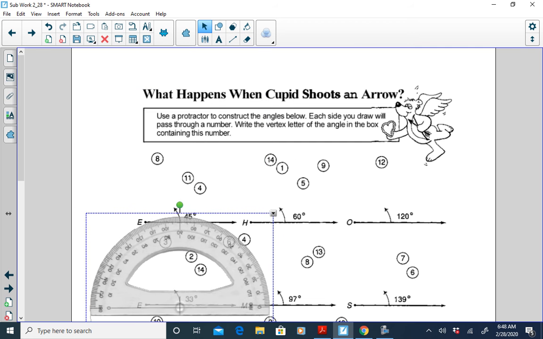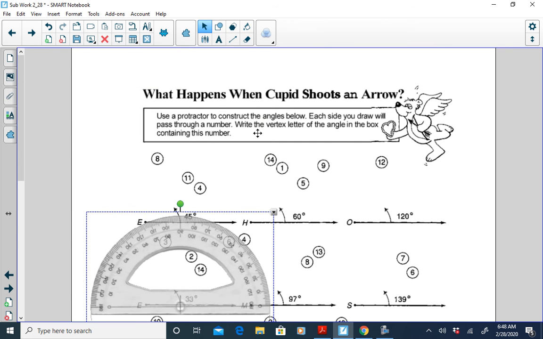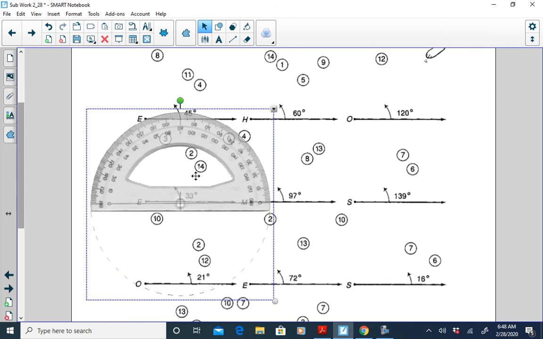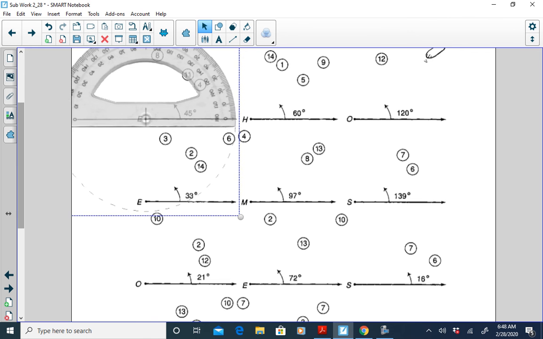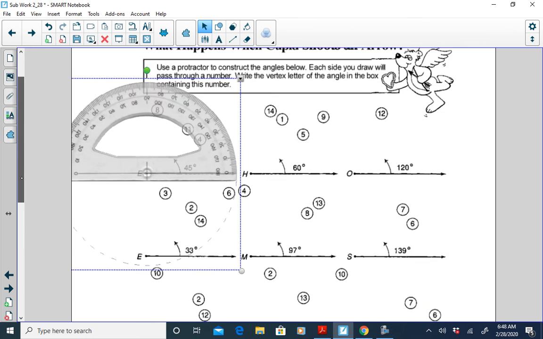All right, the directions say use a protractor to construct the angles below. Each side you draw will pass through a number. Write the vertex letter of the angle in the box containing its number. All right, so let's do letter E. Once again, you have to put the center of the protractor right at the vertex of the angle.